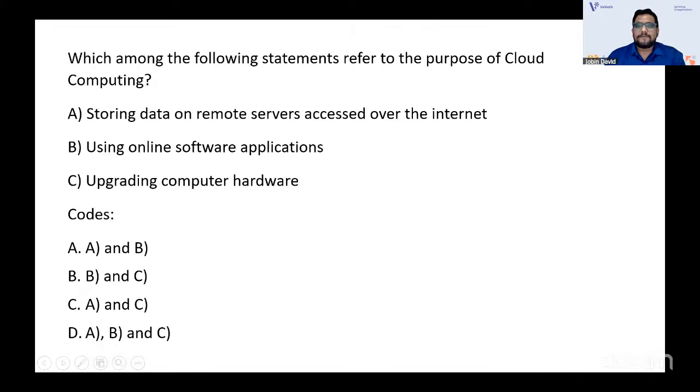Next question. Which among the following statements refer to the purpose of cloud computing? You know cloud computing, right? The options are storing data on remote servers accessed over the internet, using online software applications, upgrading computer hardware. So which is the correct code? A and B, B and C, A and C, or A, B and C?